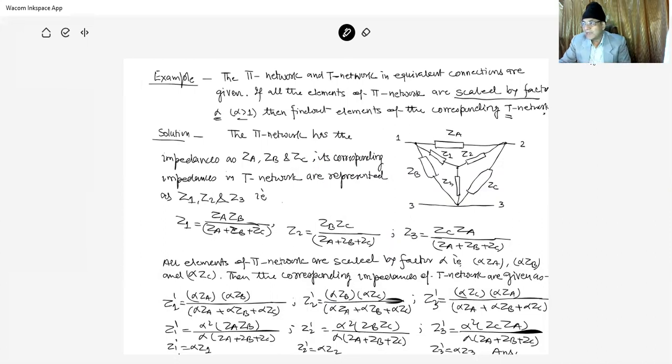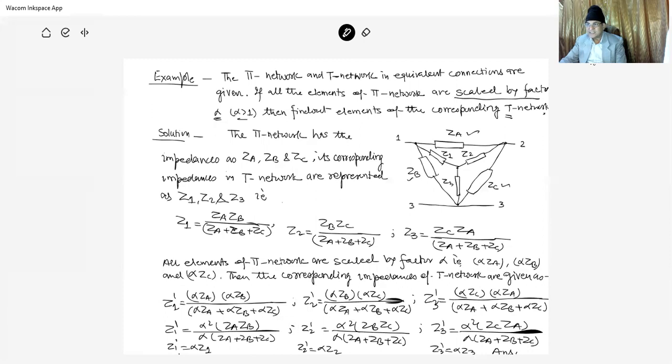Means the pi network has impedances ZA, ZB and ZC. It corresponds to the T network that is represented by Z1, Z2 and Z3. So the expression for Z1: the pi is given and we have to find out Z1. This is Z1, Z2 and Z3. So Z1 is ZA, ZB multiplied and divided by ZA plus ZB plus ZC. Similarly, Z2 and Z3 we have to find from the previous cyclic order.